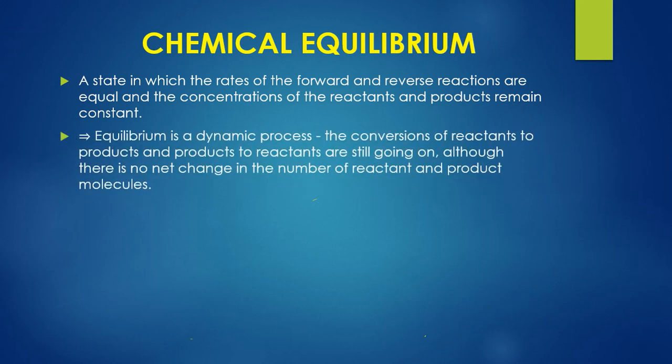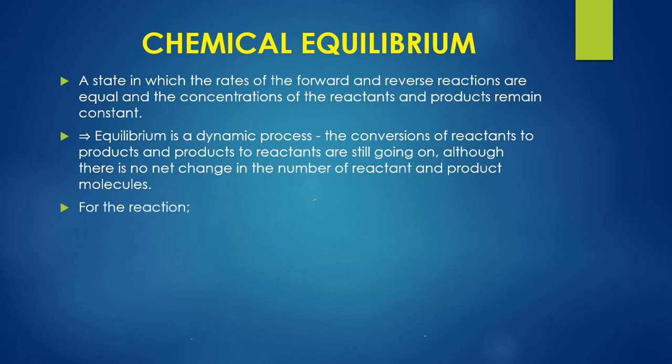Equilibrium is a dynamic process, meaning the conversions of the reactants to products and products to reactants are still going on, although there is no net change in the number of reactant and product molecules. So there is no net change in the number of reactant and product molecules despite the conversions of reactants to products and products to reactants going on.